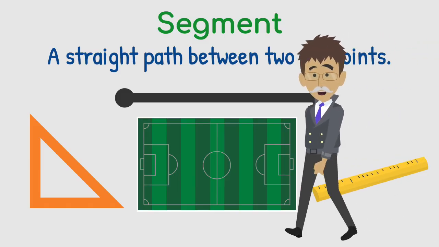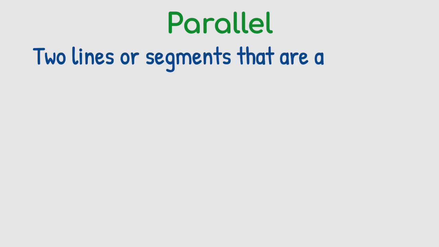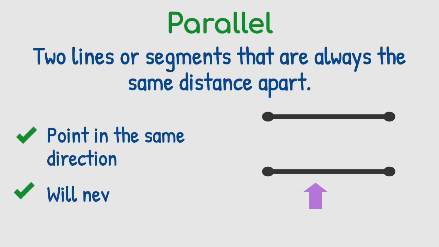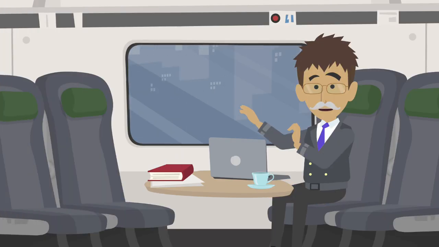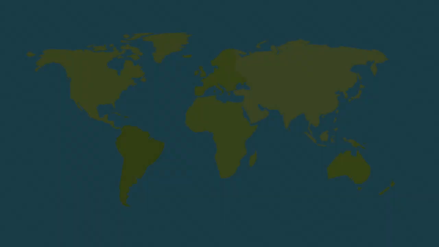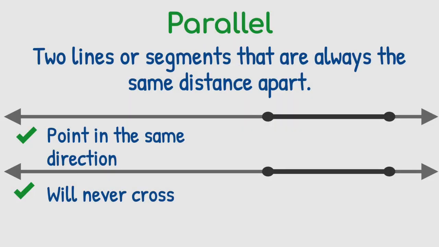Now that we know what lines and segments are, let's look at two very important ways they can relate to each other. Parallel. Two lines or segments that are always the same distance apart. Parallel lines point in the same direction and will never cross, no matter how far they are extended. The rails of a train track are a perfect example of parallel lines. They stay the same distance apart for miles and miles and never meet.